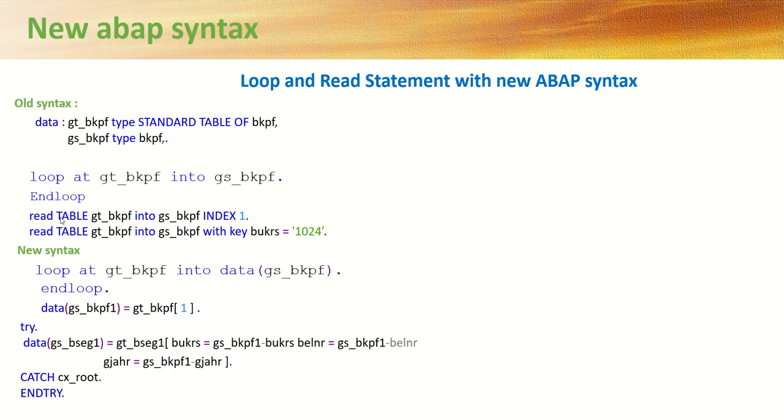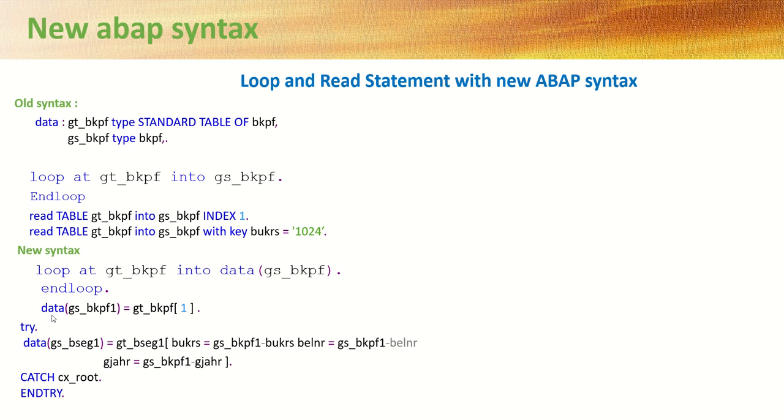And similarly for read table, we read the table into work area either by index or by providing the parameters. In the new ABAP syntax, again, we don't have to define the work area prior to using it in the program. So you can declare them at runtime where we are using them. Like here, loop at my internal table into data in the bracket, the work area which we want to define. Here we don't have to use a direct sign because this loop will be executed on the application server, and the direct sign we have to use only when we are fetching data from the database table.